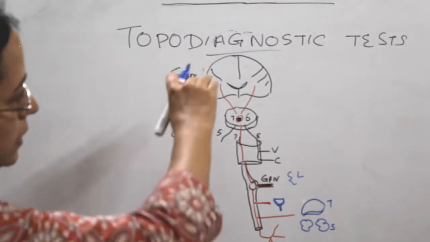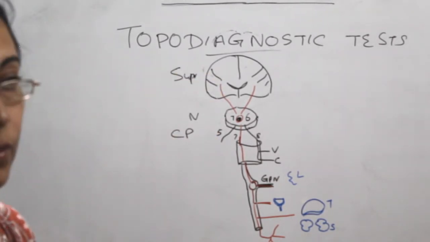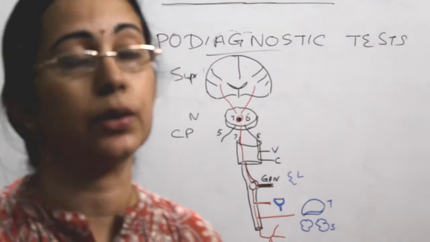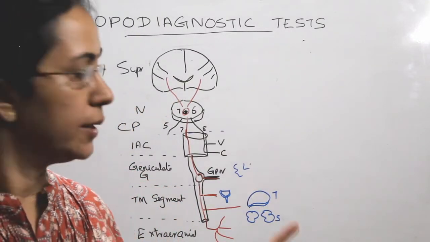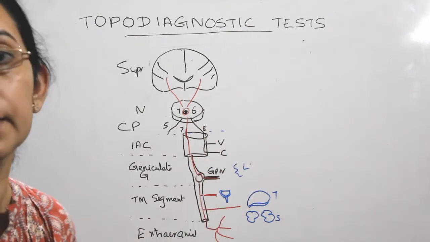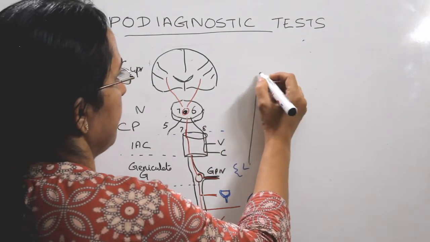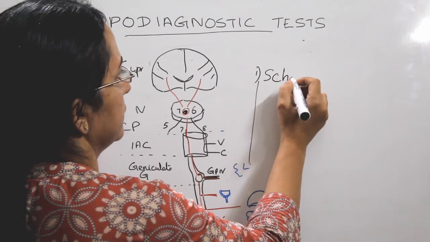Okay, so this is a course. From here, what are the topodiagnostic tests we can do? The greater petrosal nerve is tested by doing the tear test, or the Schirmer test.